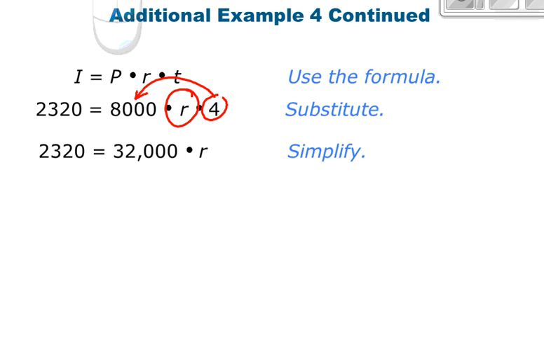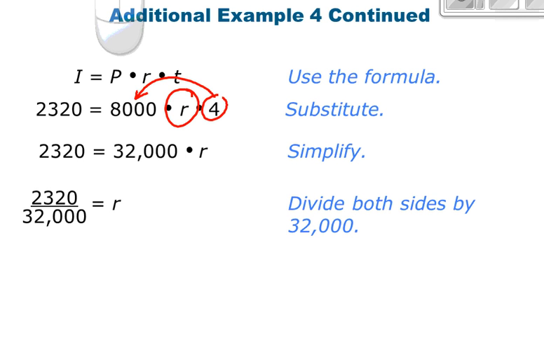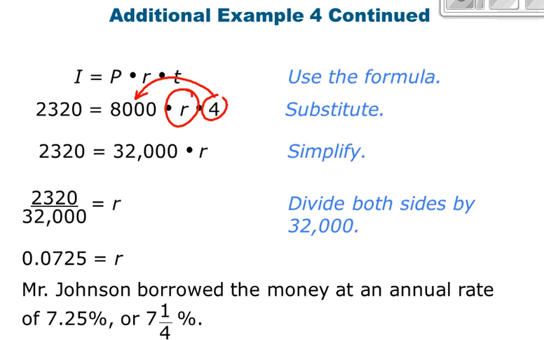That gives me 32,000, and then I divide that away. R equals 2,320 over 32,000. I get 0.725, and I convert that back to a percent, 7.25%.